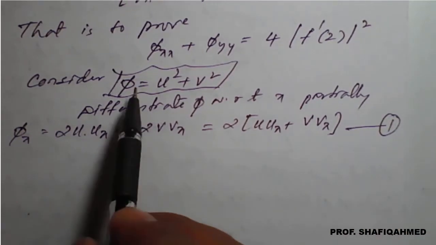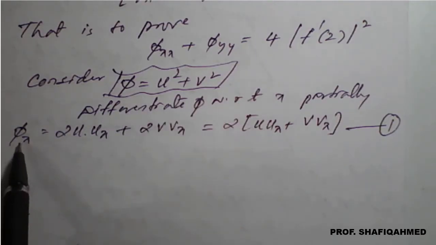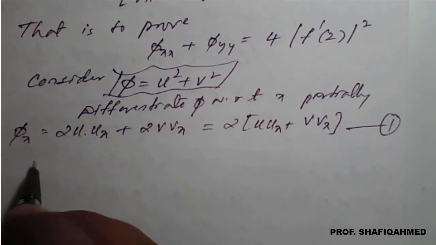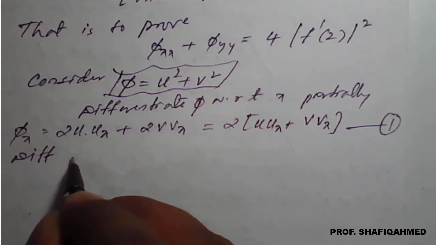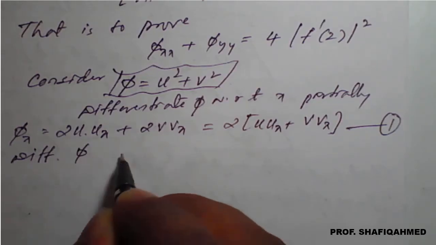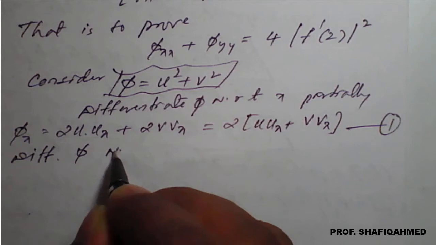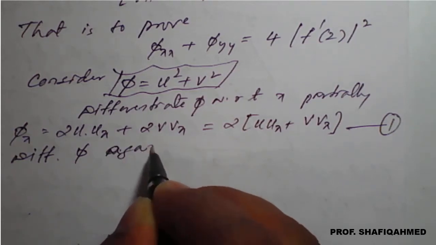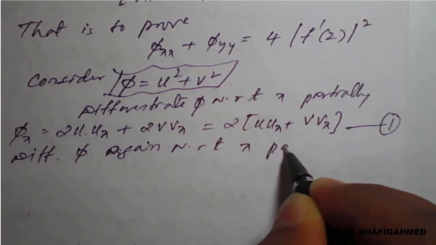Now similarly, differentiate phi again with respect to x partially. We want a double derivative.